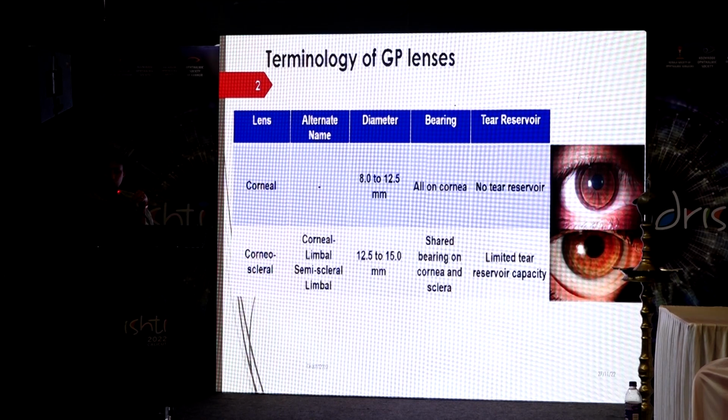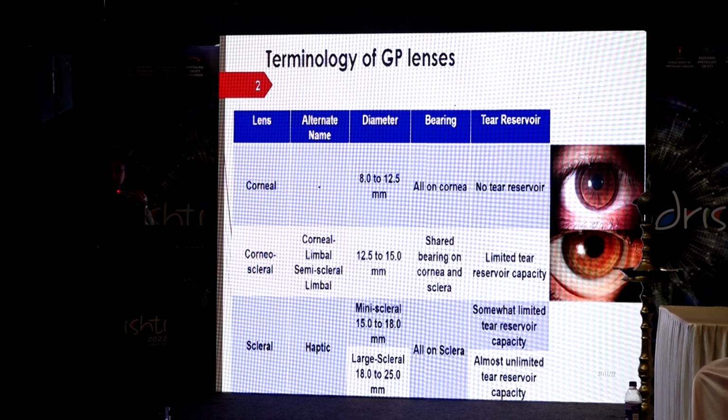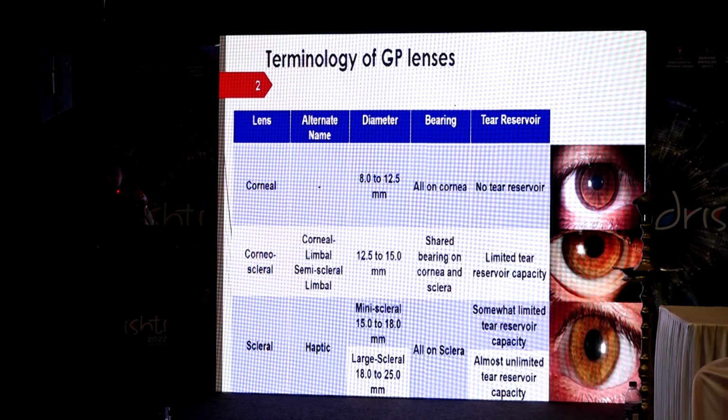Talking about the next lens, the scleral lens, which is gaining popularity in recent times because of advancements in materials and design, is also called a haptic lens. They are classified based on the diameter of the lenses as mini scleral and large scleral lenses, where all the bearing area is on the sclera, not on the cornea. It completely vaults or bridges over the cornea. Mini scleral lenses have somewhat limited tear reservoir capacity, whereas scleral lenses have unlimited tear reservoir capacity. This is how a scleral lens looks over the eye.